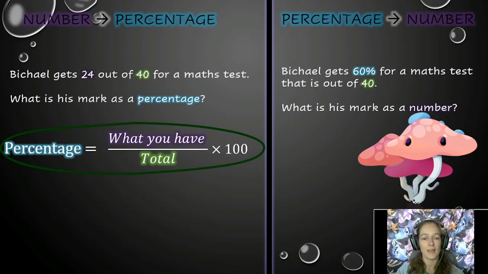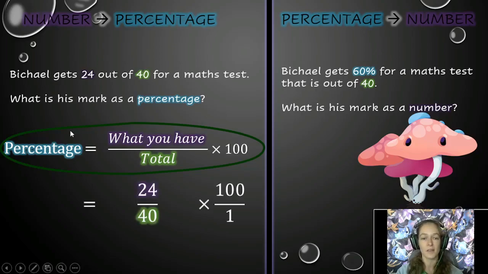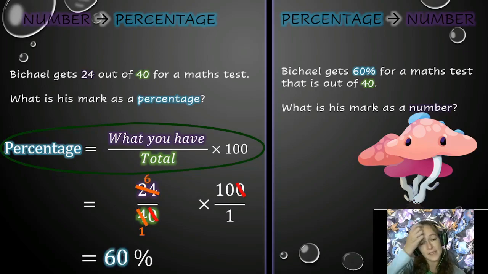So again, what he has, his mark, divided by the total times 100, and I'm sure some of you have already done this to work out your own marks. So you're going to say 24 out of 40, there's your mark, multiplied by 100. If you're doing it without a calculator, start by dividing by 10, then 4 goes into itself once, and 4 goes into 24 6 times. So we end up with 6 times 10, or 60%.